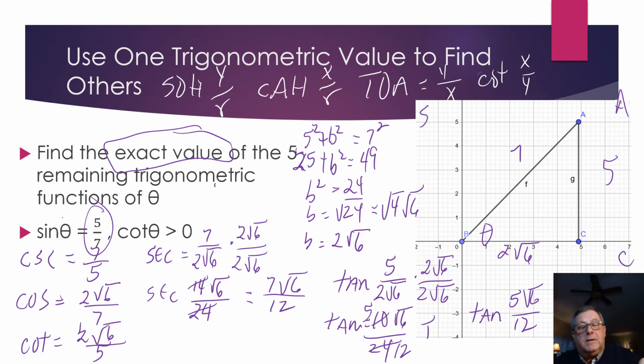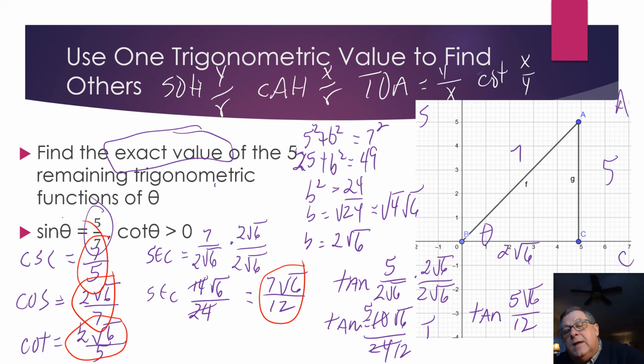All right, looks good. So let's see. We knew our sine. There's our cosecant, 7 over 5. There's our cosine, 2 square root of 6 over 7. Cotangent's 2 square root of 6 over 5. Secant is 7 square root of 6 over 12. And the tangent is 5 square root of 6 over 12.